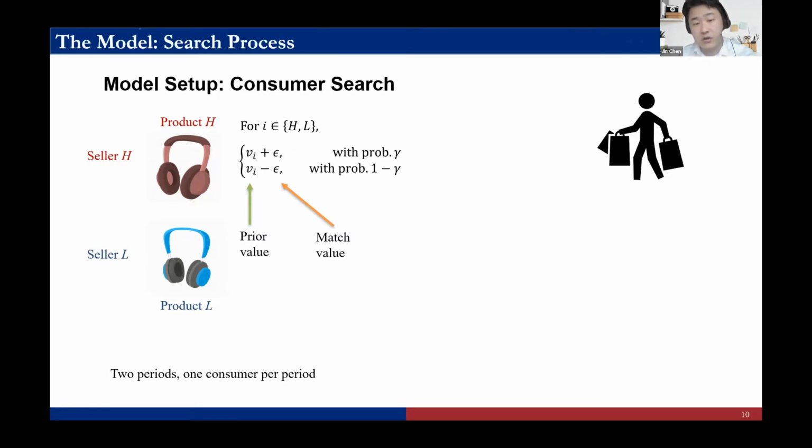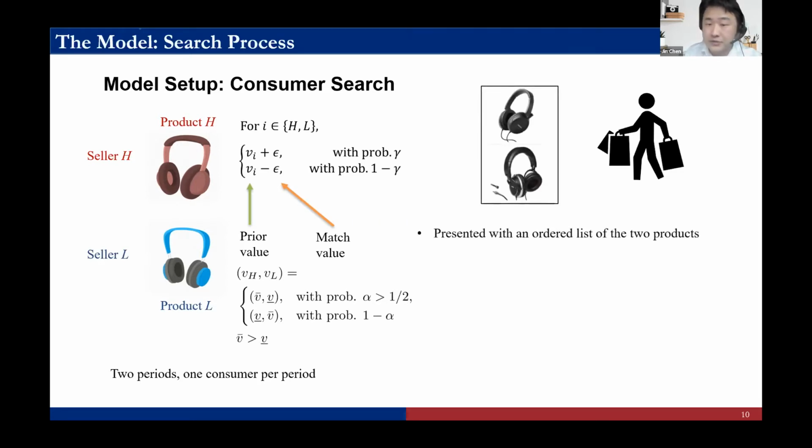And consumers are also heterogeneous in terms of their prior value. So alpha percent of the consumers attach a higher prior value V bar to the H product, and 1 minus alpha percent of the consumers attach a lower prior value V underbar to the H product. And this alpha is greater than a half. So one of the products is more popular than the other. But neither consumers nor the platform know which product is more popular.